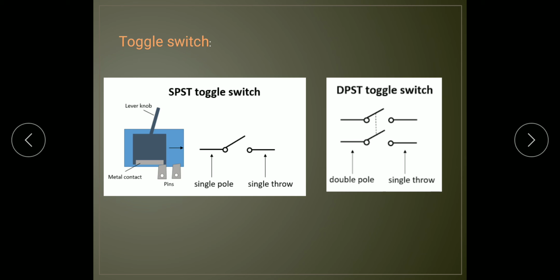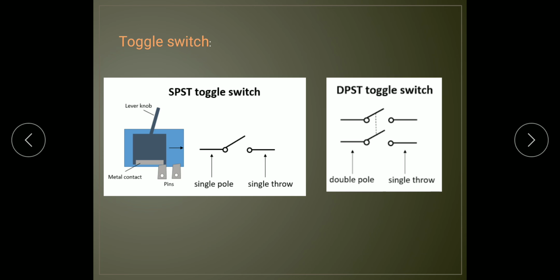The types of toggle switch on the basis of their construction are as follows. On off switch, that is SPST, single pole single throw. Then DPDT is double pole double throw. Then DPST, double pole single throw. The moving contact of the switch is called a pole and the non-moving contact is called a throw. So the symbols: on off, then SPST, SPDT.